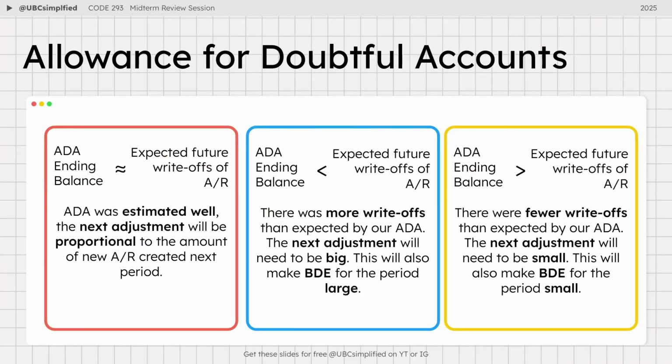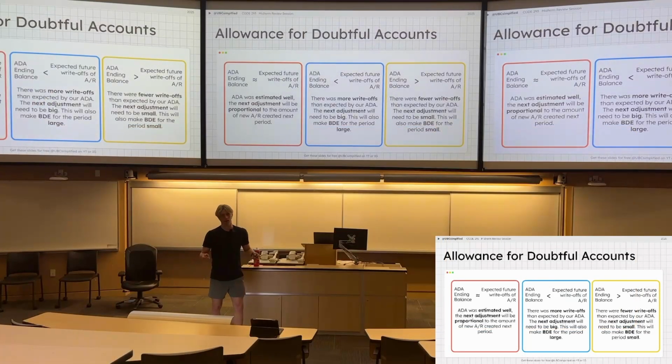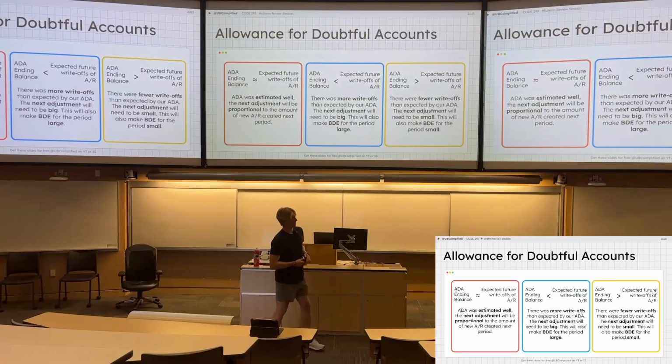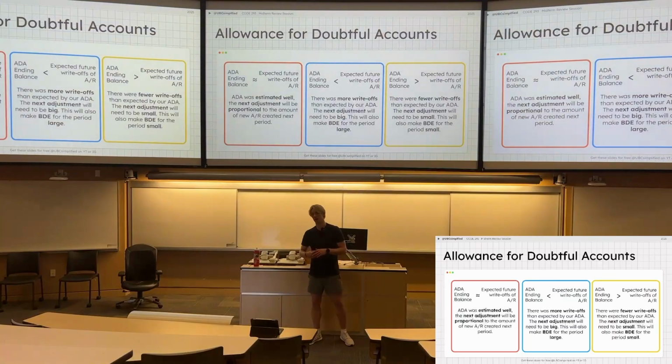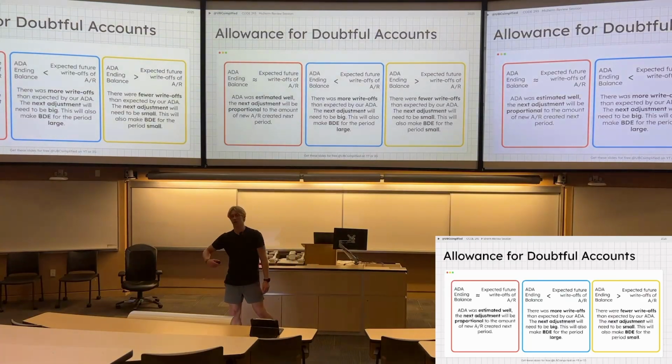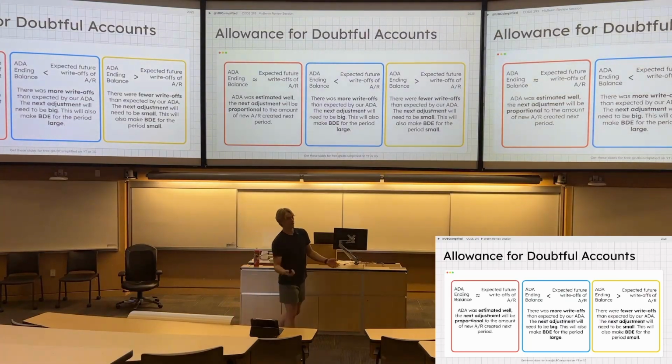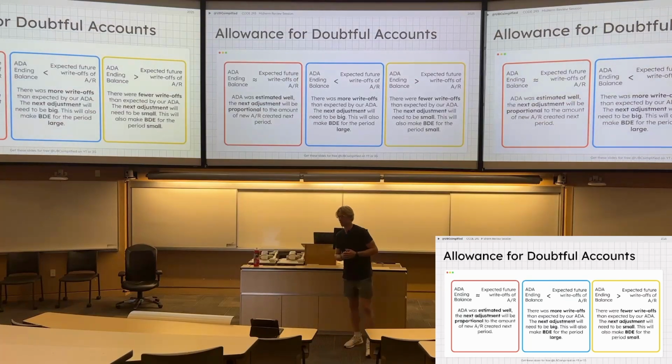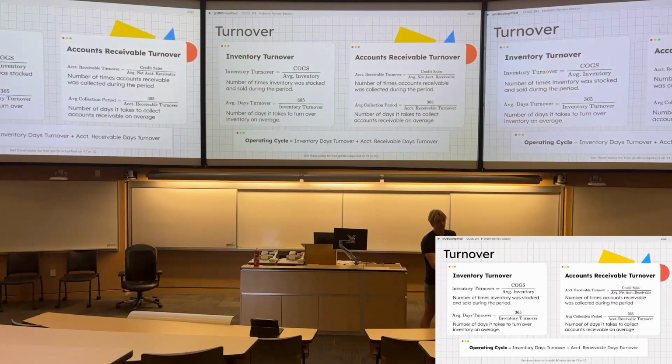And then basically, let's say you estimated it to be 6%, but for some reason all of your suppliers sucked and no one paid you. Then your allowance for doubtful accounts ending balance is going to be very different than what you expected it to be, which means in the next period, you're going to change your guess. You're going to change your estimation, and hopefully this time it'll be a bit better. So that's just kind of what this is saying here.